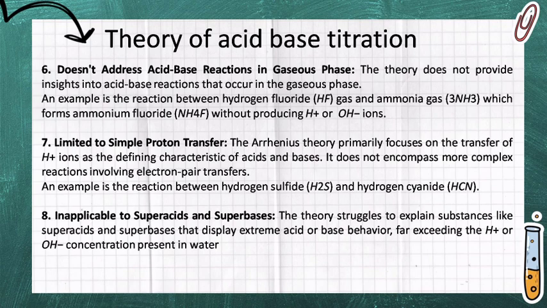Seventh, limited to simple proton transfer. The Arrhenius theory primarily focuses on the transfer of H+ ions as the defining characteristic of acids and bases. It does not encompass more complex reactions involving electron pair transfers. An example is the reaction between hydrogen sulfide, H2S, and hydrogen cyanide, HCN.